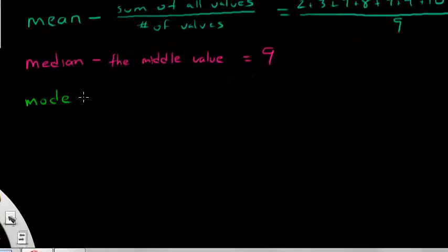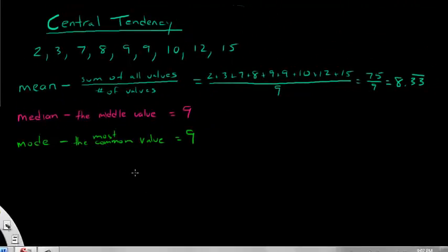This is actually also relatively simple, and that's mode. And all the mode is saying is, what's the most common number? What number shows up the most often? I should say the most common number or value. In this case, again, it's 9. So median and mode actually give us the same central tendency in both cases.